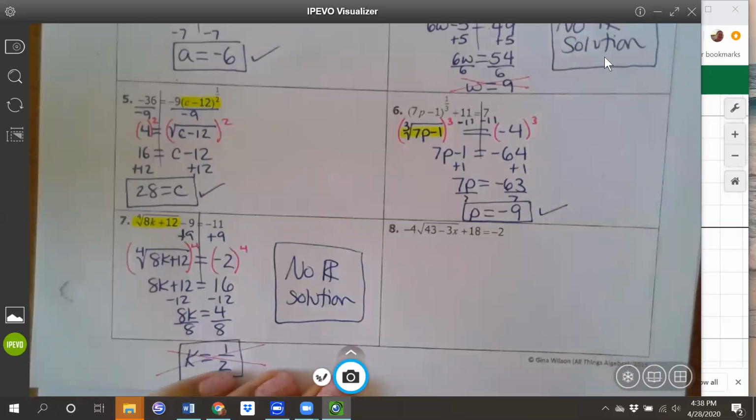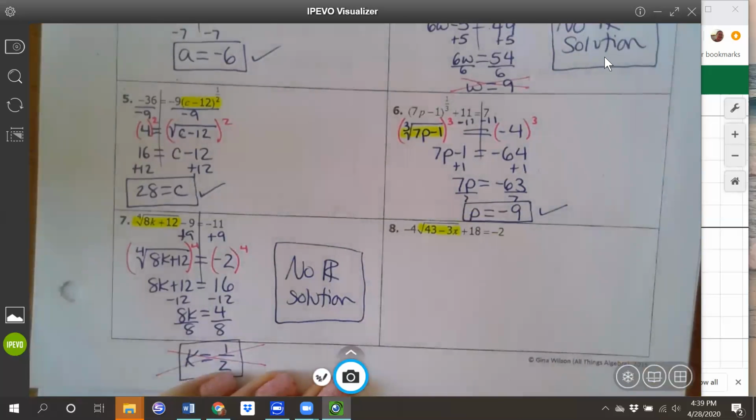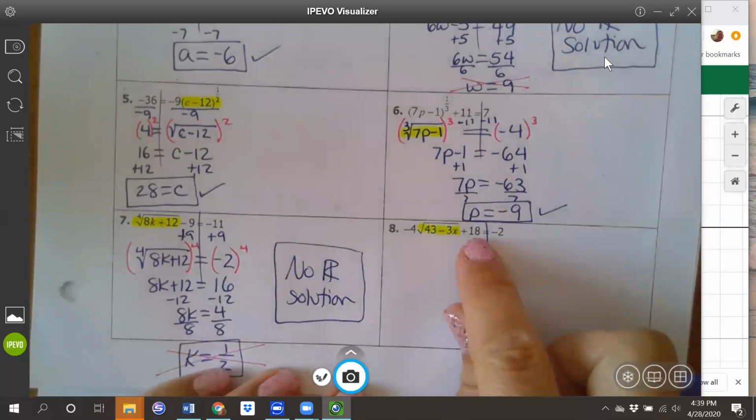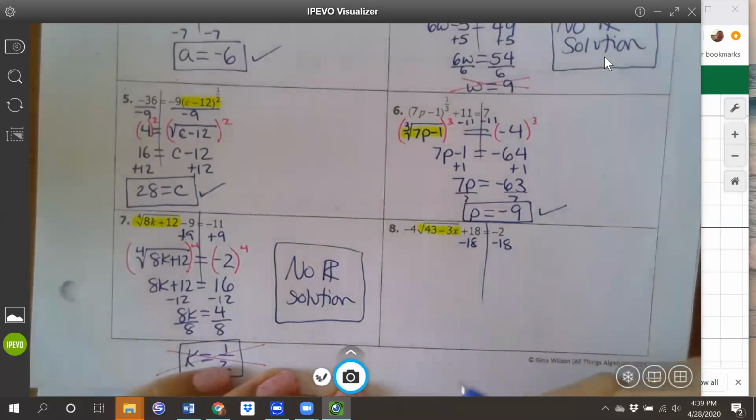All right, I need to get this square root by itself. So there's a couple things that gotta go. The -4's gotta go and the 18's gotta go. Who goes first? The 18. I'm gonna subtract it on both sides.